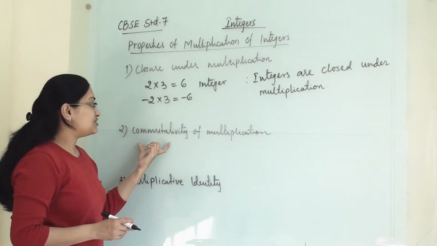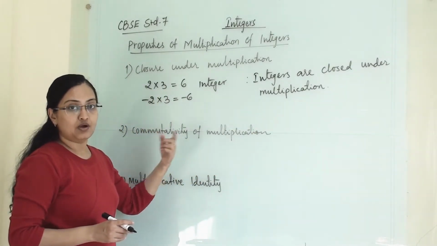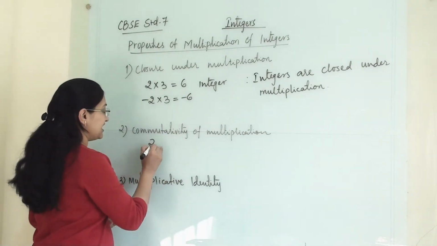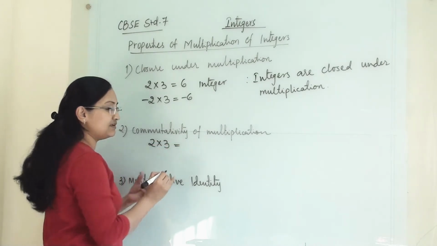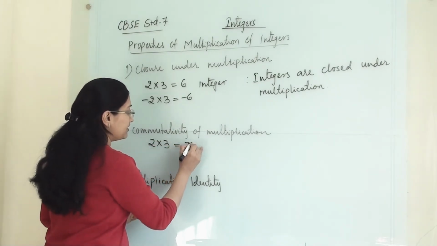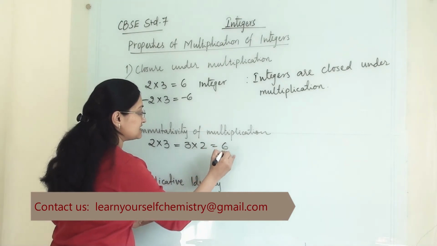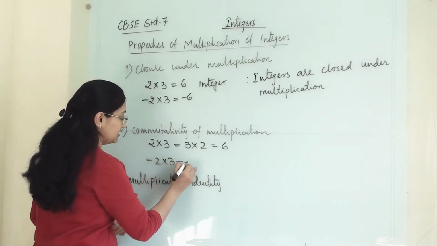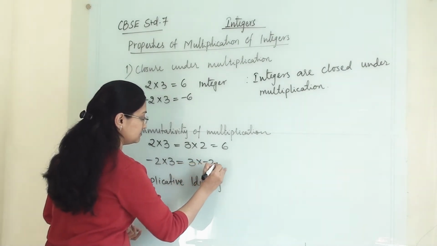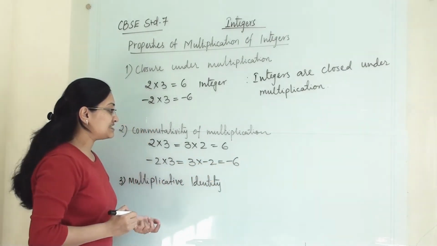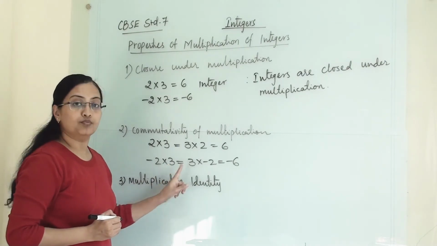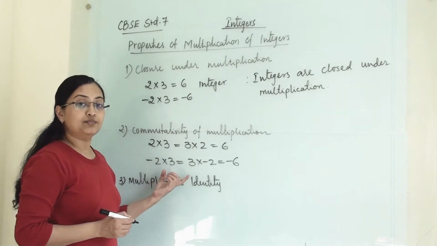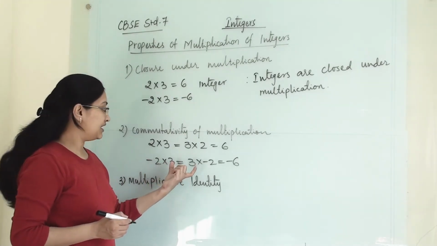Second, commutativity of multiplication. Now what is the meaning of commutativity? If any multiplication is there, 2 into 3, then if we reverse the order, the answer will remain the same, even if we are changing the sign. So the answer will remain the same from both the multiplications. So that says that multiplication is commutative for integers.